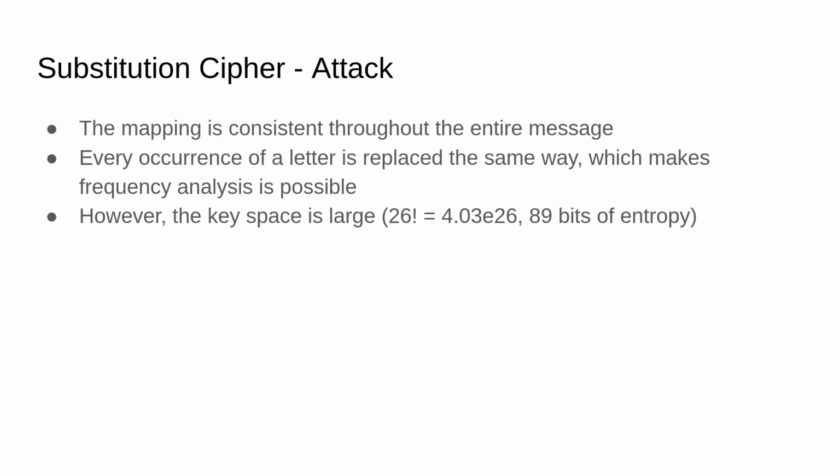Yeah, but one problem with it is that the key space is pretty large. So the key space is 26 factorial, right? Because we're doing a permutation for the key. And 26 factorial is like 4.03 times 10 to the power of 26, and that is 89 bits of entropy.